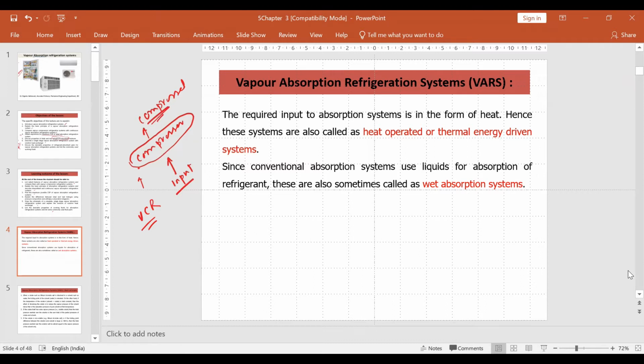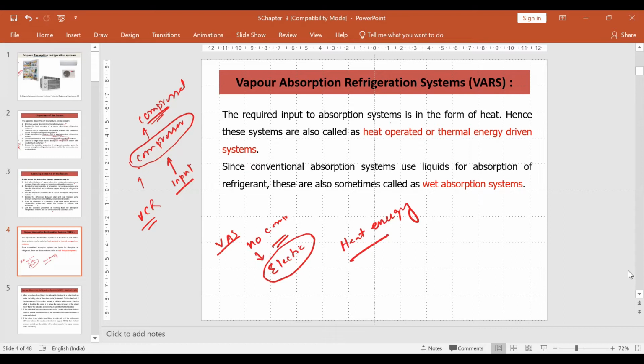But in case of vapor absorption system, there is no compressor. In vapor absorption system, there is no compressor. So there is no need of using any electric energy to run the compressor. Instead of using this electric energy, we will use heat energy in vapor absorption refrigeration system.